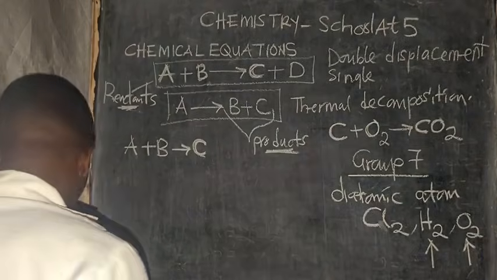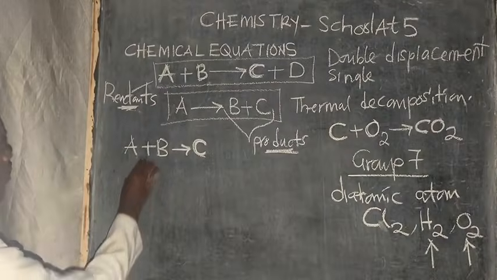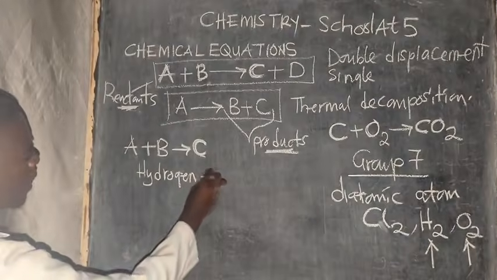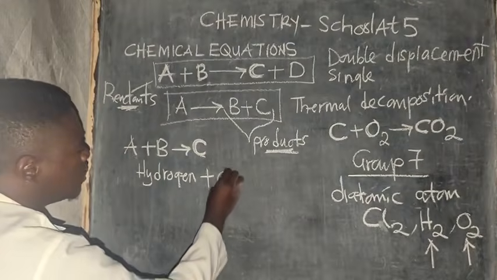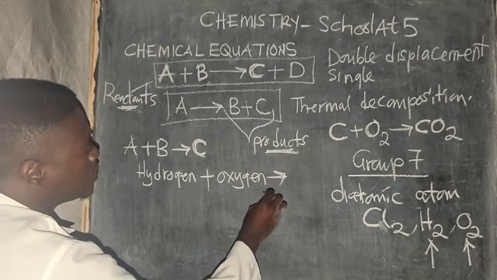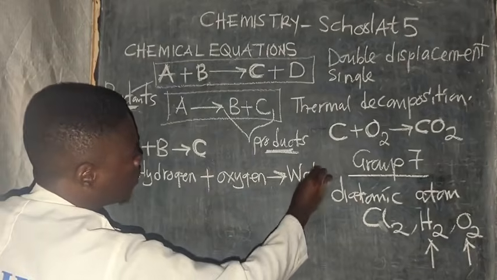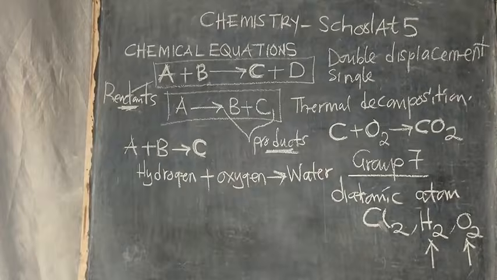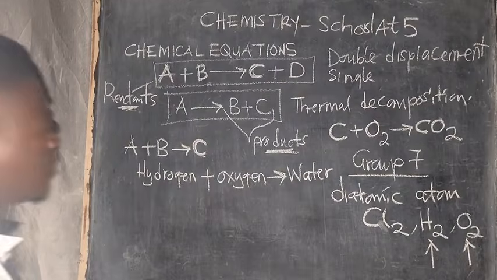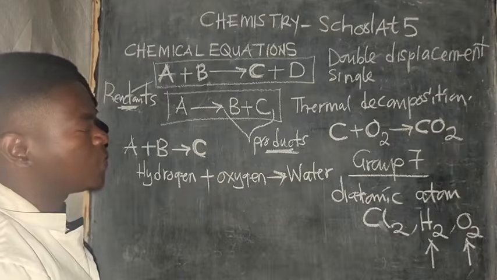For example, they give you an equation to say that hydrogen is reacting with oxygen. What is being produced this side is water. This is an equation that you need to know and understand. Have you seen? So these two are reacting together to produce one compound there. This is what you need to know.